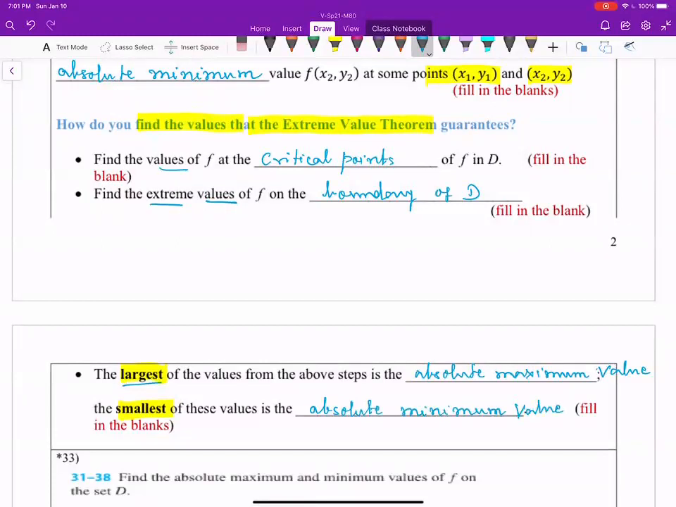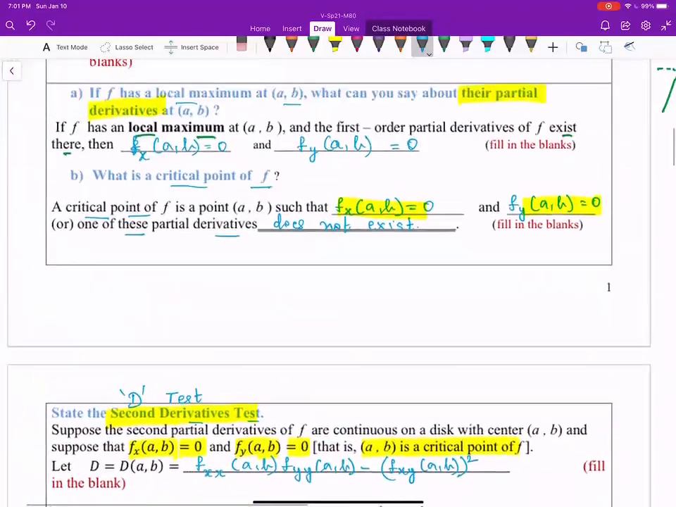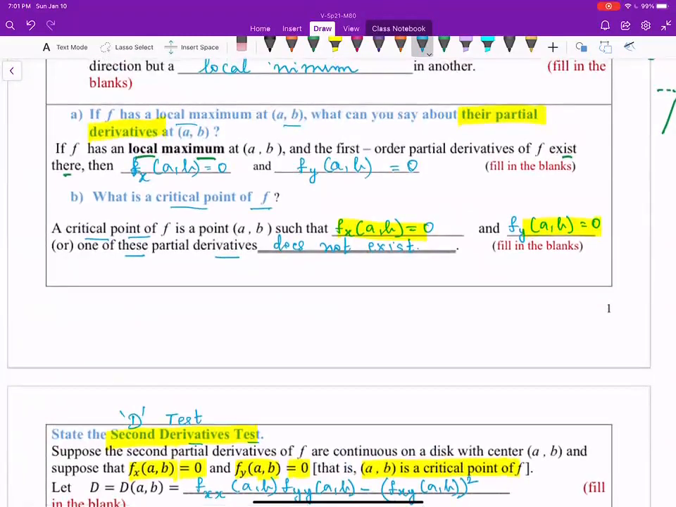So we have to follow these steps. In order to find the extreme values that the extreme value theorem guarantees, first of all, we notice that extreme values will occur only when the function f is continuous on a closed and bounded set D. Then we have to first find the critical points. If you recap what critical points are, we mentioned earlier: critical points are those at which the partial derivative with respect to x equals 0 and the partial derivative with respect to y at (a, b) equals 0. Those are critical points.